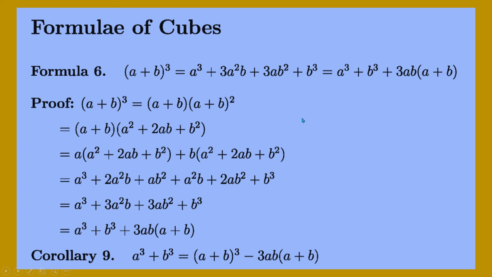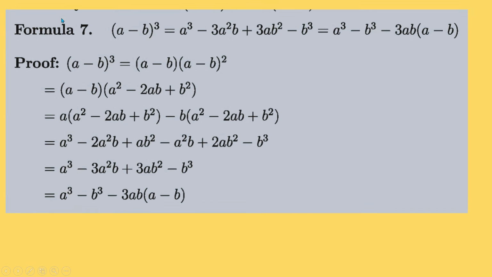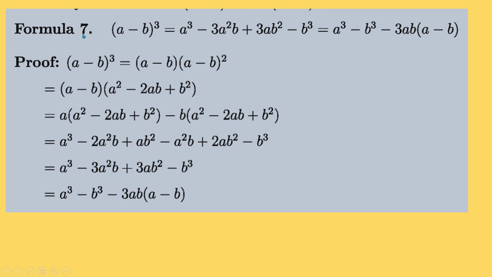Okay student, that means this is a formula and this is a corollary. Same for minus. That means formula number 7, (a − b)³. (a − b)³ means a³ − 3a²b + 3ab² − b³, or this equals, we can write, at first a³ then −b³, then after taking 3ab common, here will be (a − b). That means (a − b)³ equals a³ − b³ − 3ab(a − b).